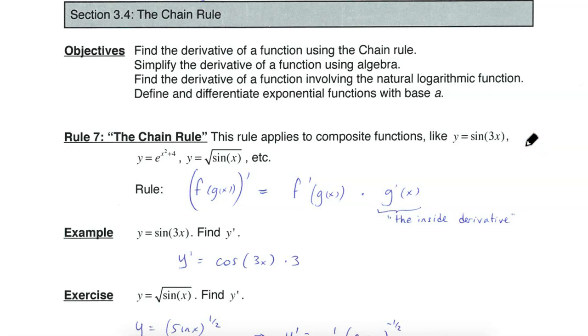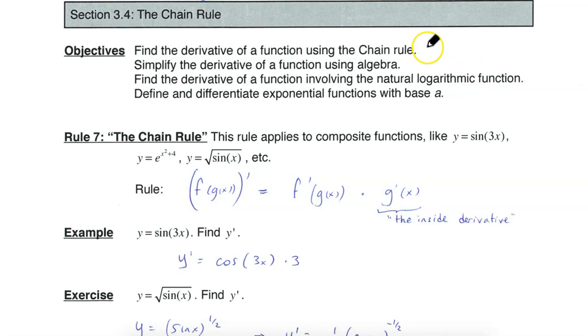Welcome to section 3.4, which is called the chain rule. The chain rule is the third really big rule with the product rule and the quotient rule, which allow us to find derivatives of complicated functions that have, well, products, quotients, and here, compositions. So we are going to focus on that today.